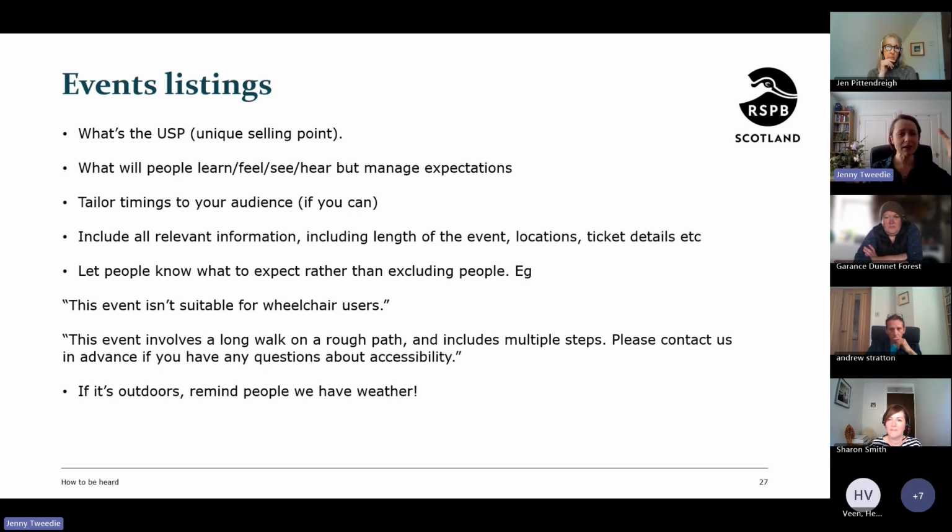Sometimes I have seen through the years people putting up events like, this event isn't suitable for wheelchair users. Well, how do you know? Because you've no idea why somebody is a wheelchair user. So instead of saying that, say what the event is. Say things like, this event involves a long walk on a rough path and includes multiple steps. And then please contact us in advance if you have any questions about accessibility. That's a much better way of trying to include people in your event rather than just saying, no, you can't come, you're not the right person for this event.